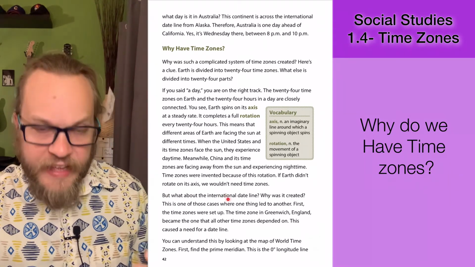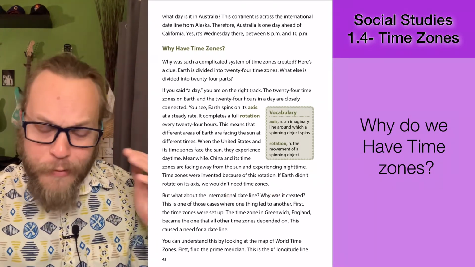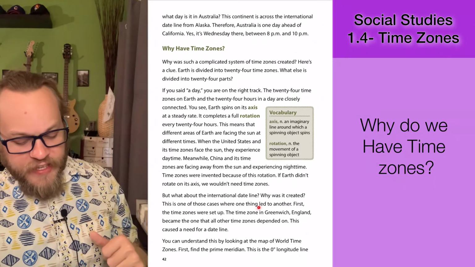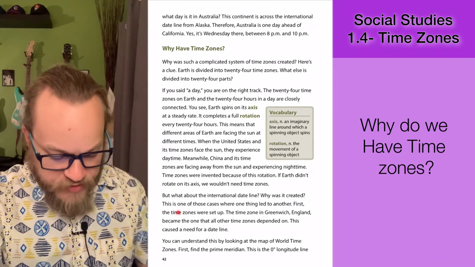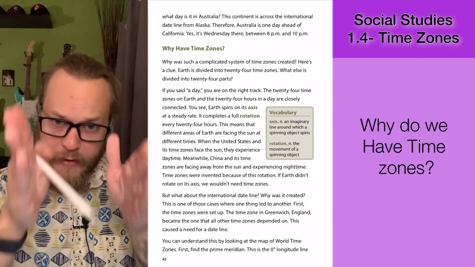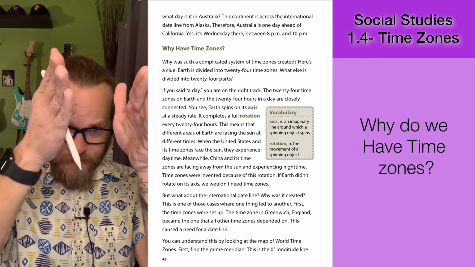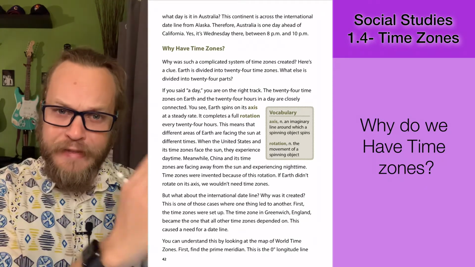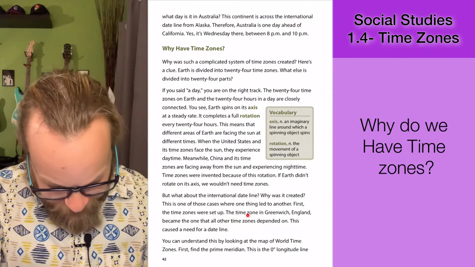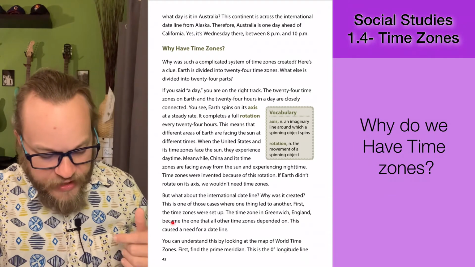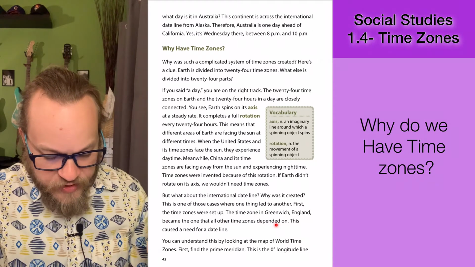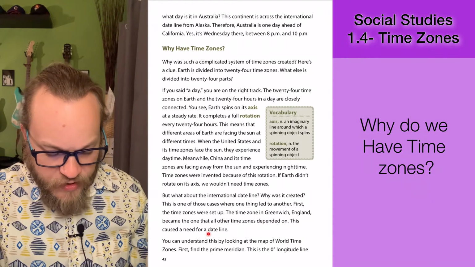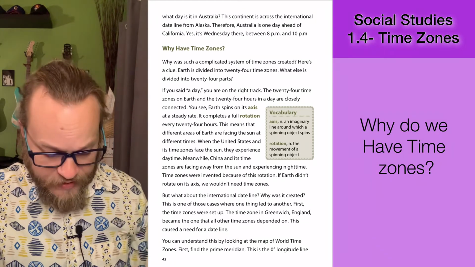But what about that international dateline? Why was it created? This is one of those cases where one thing led to another. First, the time zones were set up in nice increments. This amount of lines of longitude represents this amount of time. The time zone in Greenwich, England became the one that all other time zones depended on. This caused a need for the dateline.